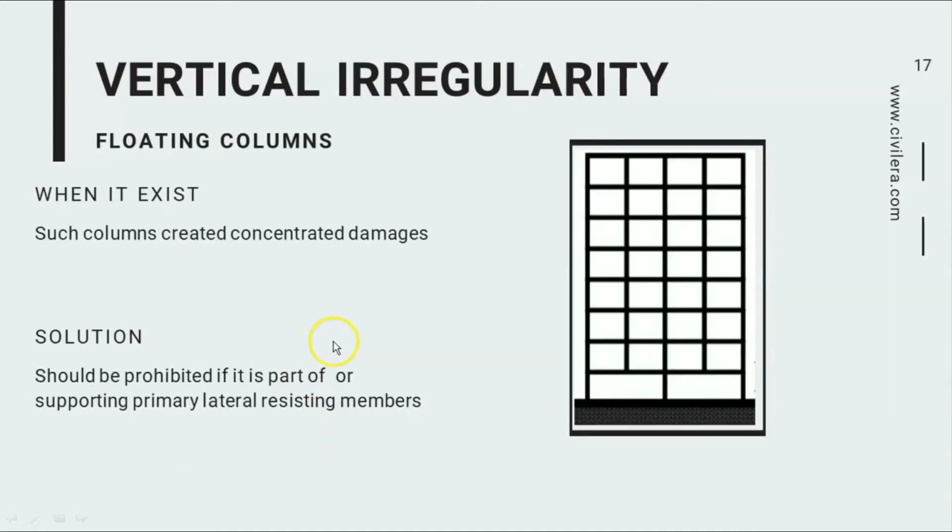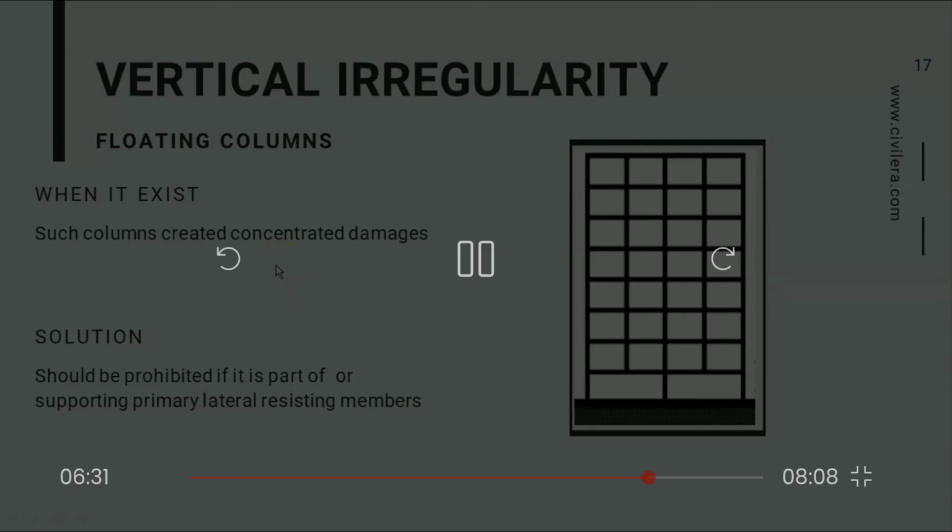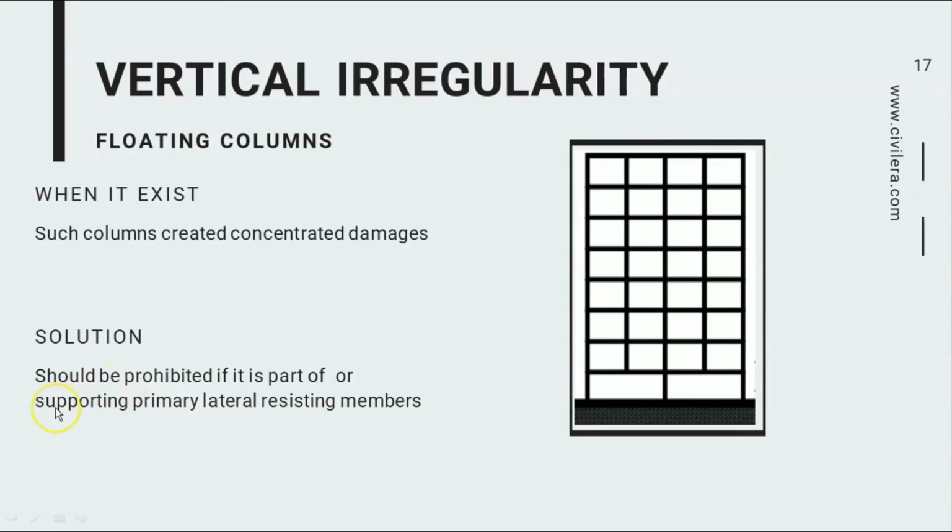Now another irregularity is floating columns. Such columns create concentrated damages in your structure. The chances of disproportionate collapse will be very high. See, you have a column which is planted on this beam, so this is like a transfer beam, and then when you have a very heavy load coming here, it can create concentrated damages. So it should preferably be avoided, and it is prohibited if it is part of or supporting primary lateral resisting members.